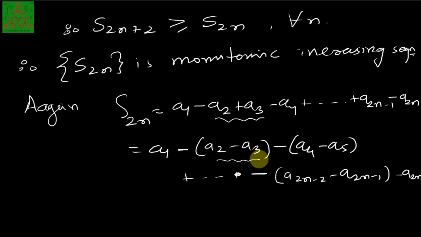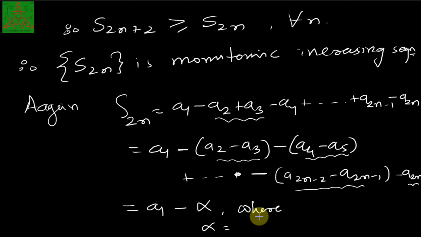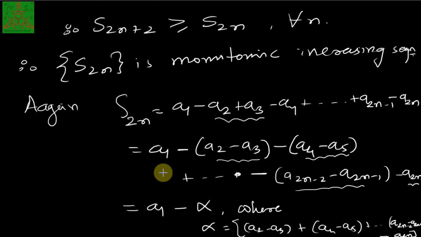So this term will be positive, this term is positive, this term is positive, and an is also positive. So this means all these terms are positive. So I can just write this as a1 minus some alpha, where alpha is equal to this quantity, that is a2 minus a3 plus a4 minus a5, and so on, up to a_(2n-2) minus a_(2n-1) plus a_(2n). So this is the value of alpha, the value which we have taken with the minus sign.